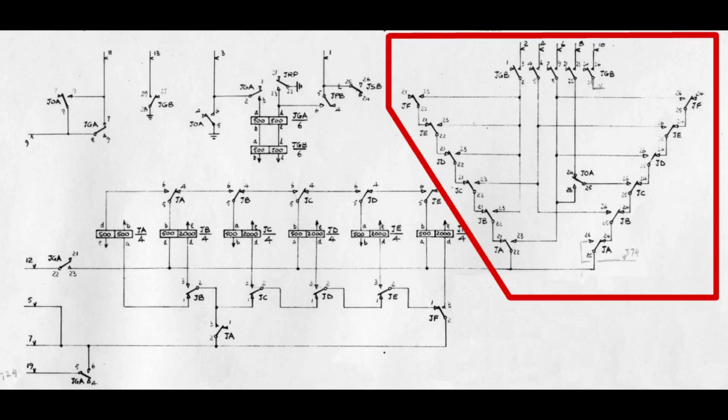This section is a basic diode ROM, but instead of using diodes, it uses the post office relays. Each relay from JA through JF encodes a specific character. Wait, that is 6 relays and 6 characters, but from the original documentation, the code that is first transmitted is 5 characters, 03101. Why the 6th character?